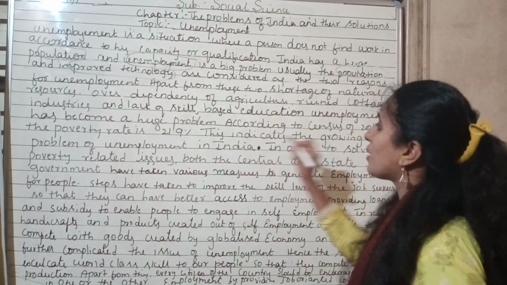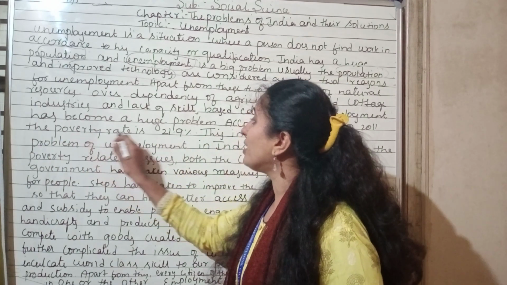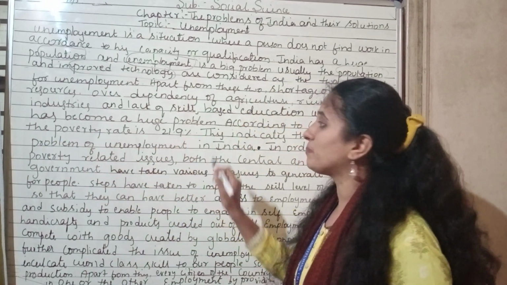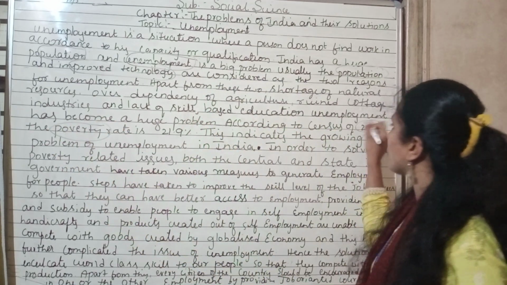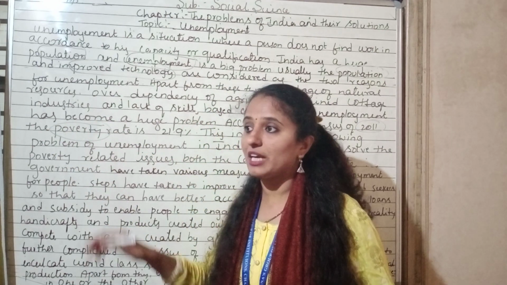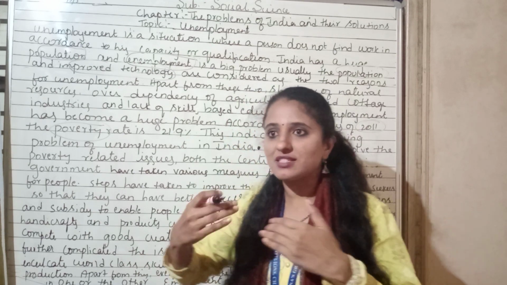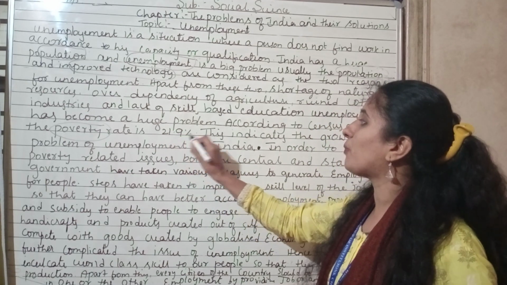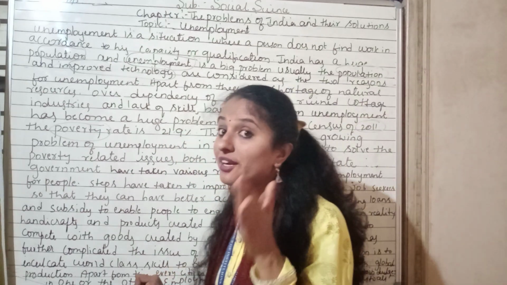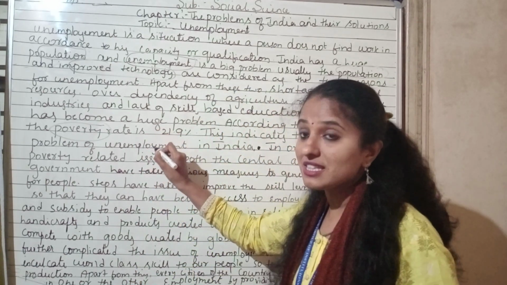According to the census of 2011, the poverty rate is 21.9%. The poverty rate means the poor, you can consider backward, means ಬಡತನದ ರೇಖೆ ಅಂತ ಹೇಳ್ಬೋದು, is 21.9%. We have a 21.9% poverty rate in India.